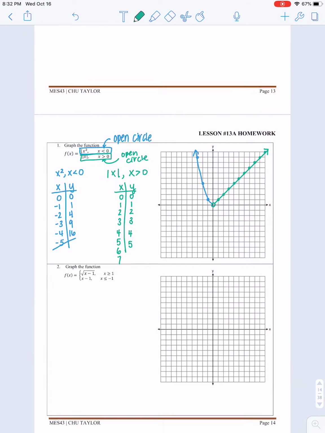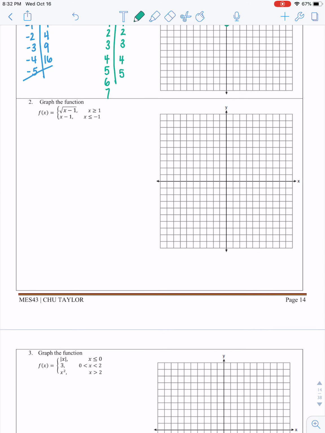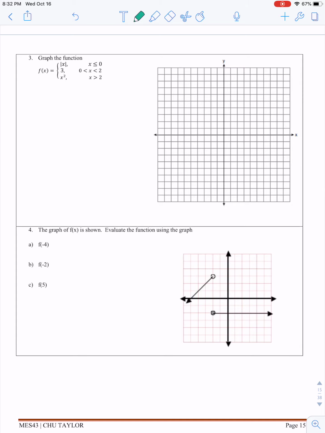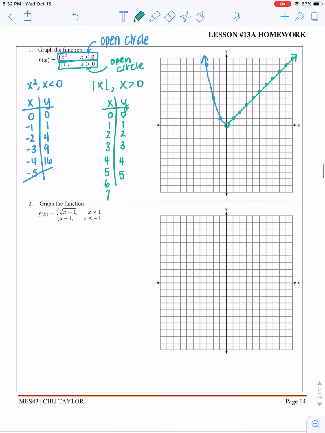So the next two questions are the same. Just go ahead and try to graph those by yourself. And you should be able to evaluate this question by yourself too. So go ahead and finish this homework on your own.